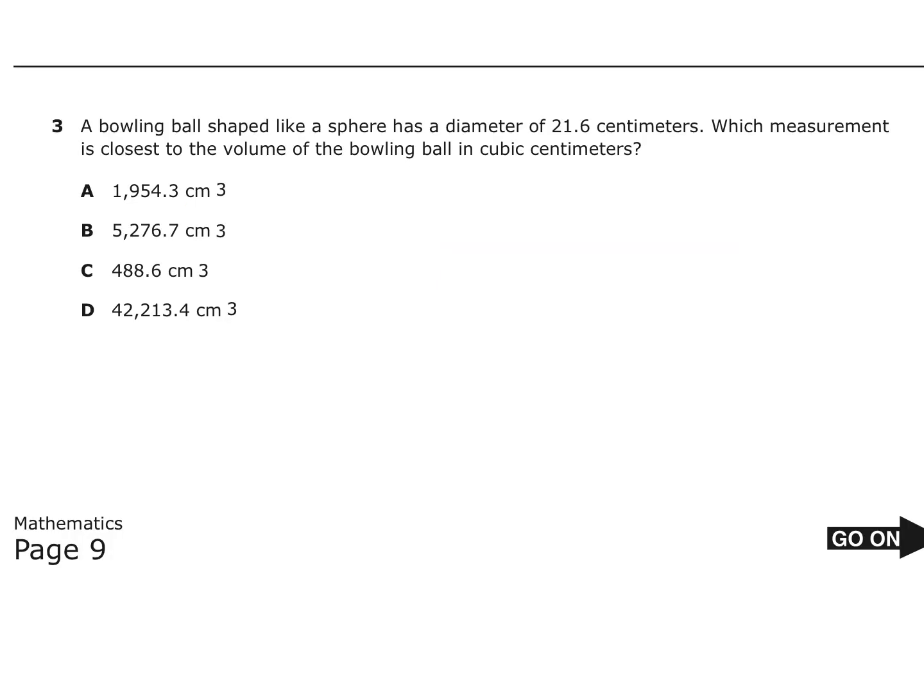Problem number 3 states that a bowling ball shaped like a sphere has a diameter of 21.6 centimeters. Which measurement is closest to the volume? So we're looking for the volume of the bowling ball in cubic centimeters, since your diameter is in centimeters. So in this problem, we need to look at the formula chart to see what is the formula for a sphere.